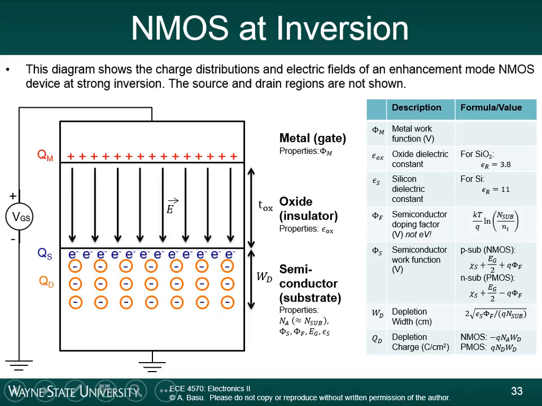I expect you to be able to calculate the semiconductor work function using these formulas for an NMOS and PMOS device. Remember, the semiconductor work function is the distance between EF in a semiconductor and E0, the free electron level. And these are things that you've done before, calculating the semiconductor doping factor, kT over q, ln of Na over Ni, the substrate doping.